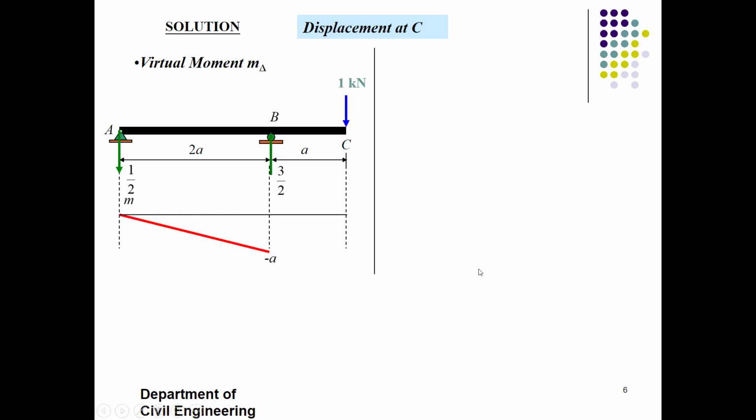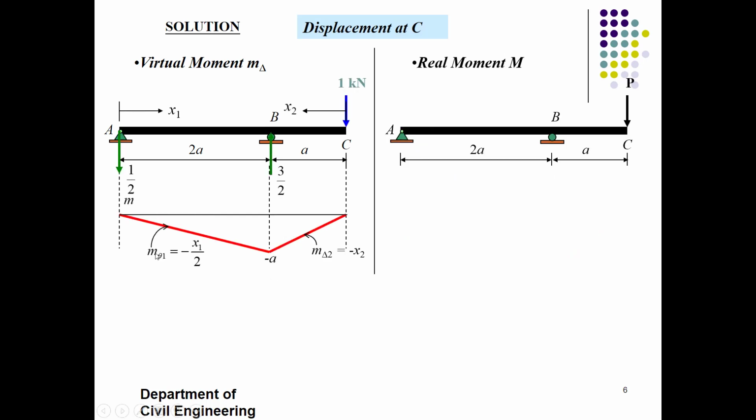So m theta 1 would be minus x1 over 2, and m delta 2 would be minus x2. You can see that there is a rotation over here and deflection over here, because of the support. At a hinge support only rotation is allowed. On the other hand, there is an overhanging portion which is free, and we can expect the deflection over here, as we are interested in the unit deflection.